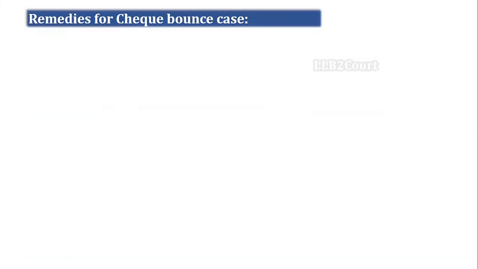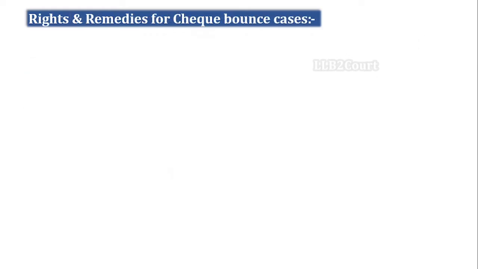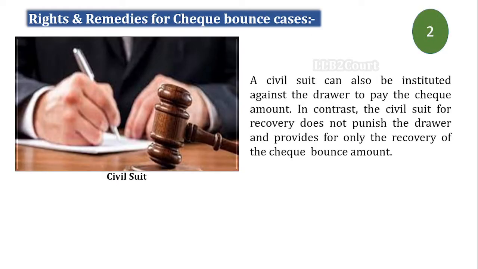So whenever a check bounces, there are three remedies available to the payee. The first one is that he can resubmit or re-present the dishonored check if he thinks the check will be honored the next time. It has to be presented within 3 months of the date specified on the check. The second remedy is instituting a civil suit to recover the money.